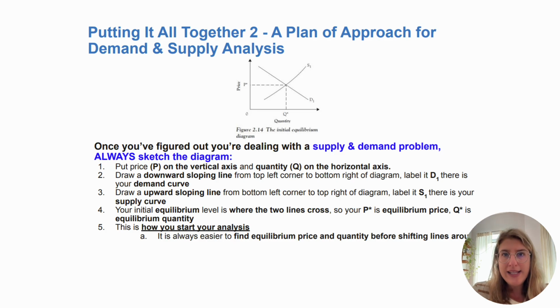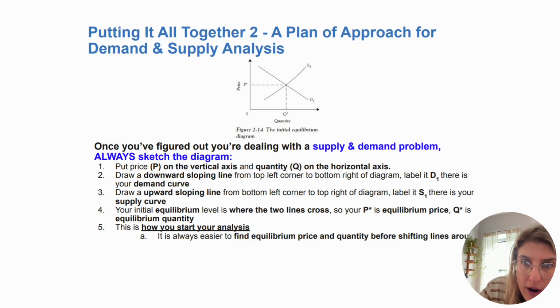Okay, so let's talk about how to actually put everything we've learned together and into practice. Whenever you're faced with a supply and demand problem, the very first step is to sketch out this diagram. Put price on the vertical axis and quantity on the horizontal axis. Then draw your demand curve as the downward sloping line. This shows that as price goes down, quantity goes up. Label that one always as D1.